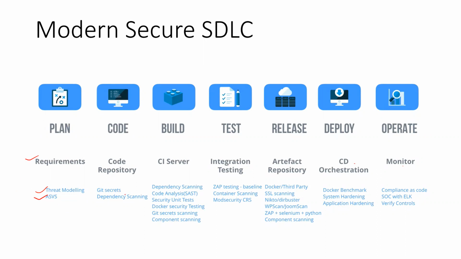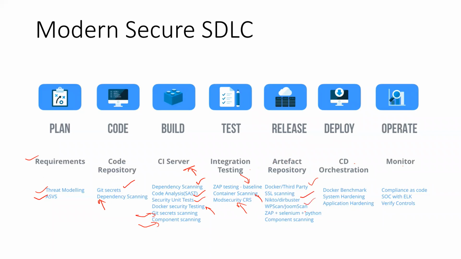At the time of coding, you need to do Git secret management, dependency scanning. At the time of build, you should do dependency scanning, static source code analysis, unit test cases, Docker security testing, Git secret scanning, component scanning. At the time of integration, you can do ZAP testing, container scanning, mod security CRS scanning. At the time of maintaining the artifacts, you can do Docker third-party SSL scanning, Nikto directory buster scan.